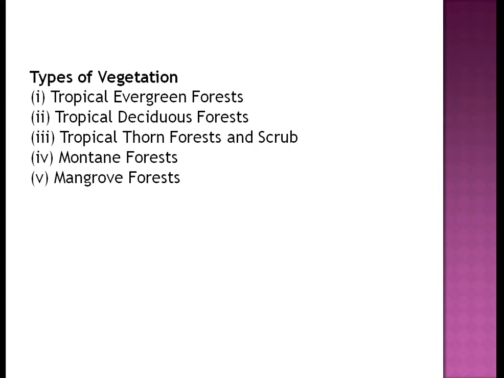Moving further, let's check out the types of vegetation. Tropical evergreen forest, tropical deciduous forest, thorn forest, mountain forest and mangrove forest. I already told you this in the regular video: make a tabular form and write all this information, so it's going to be very easy to understand.